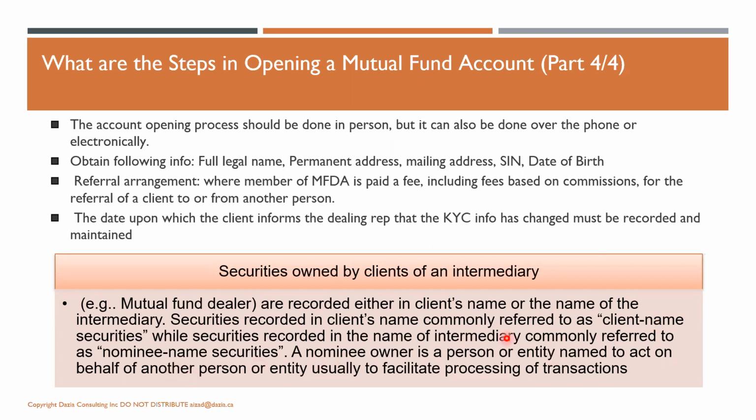Sometimes there are nominees. There's client name securities, and there's nominee name securities. With client name securities, of course, the person's name is there. Other times it's called a nominee name account. What happens is the mutual fund company buys mutual funds and they just create a nominee name account saying this person has so many units. They do not transfer the ownership of the mutual fund to that person. It's just a nominee, and so they are entitled to act on behalf of that person and to facilitate processing of the transaction. This is known as a nominee account.